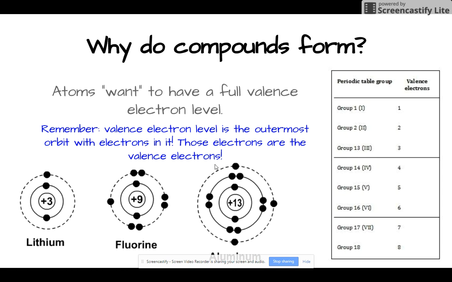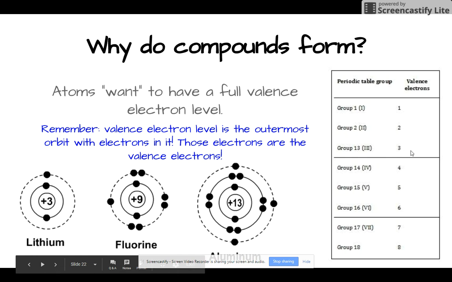When we're looking at elements on the periodic table, how do we know how many valence electrons they have? Well, we could draw a Bohr diagram, just like we've done here, or we can look at this handy little chart. We're going to ignore groups 3 through 12, the transition metals, and only talk about elements within groups 1 and 2, and then 13 through 18. Group 1 elements have 1 valence electron, and group 2 elements have 2. So lithium is in group 1. It has 1 valence electron.